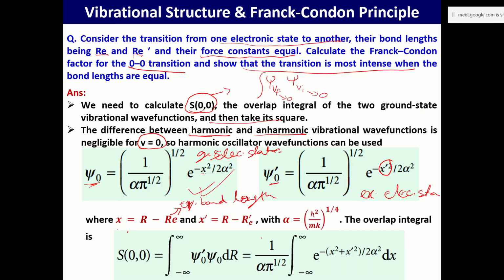So the overlap integral can now be calculated. Simply substitute the two values of the wave function and integrate in the limit minus infinity to plus infinity. So substitute the values and you get an expression something like this, x square. Both values are given above, both have to be substituted, and you get the exponential function minus x square plus x prime square divided by 2 alpha square.